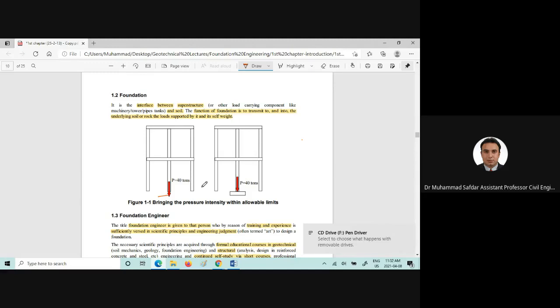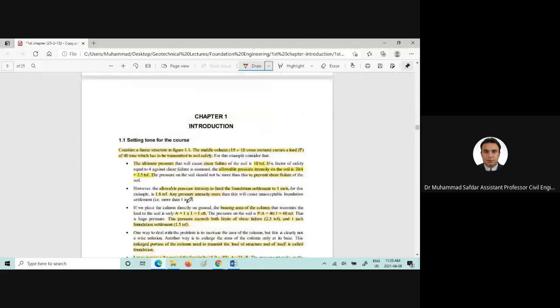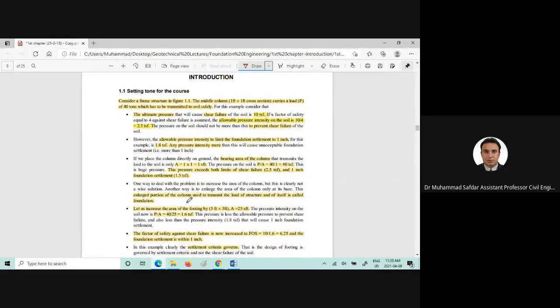And if the load needs to be transferred to the soil, and if we want to transfer 40 tons of the load in that central column, how can we safely transfer that load to the soil, which is present here? This is soil. So let you know that this is just an introduction, and we will go into the details of each and every term which is used in this lecture.